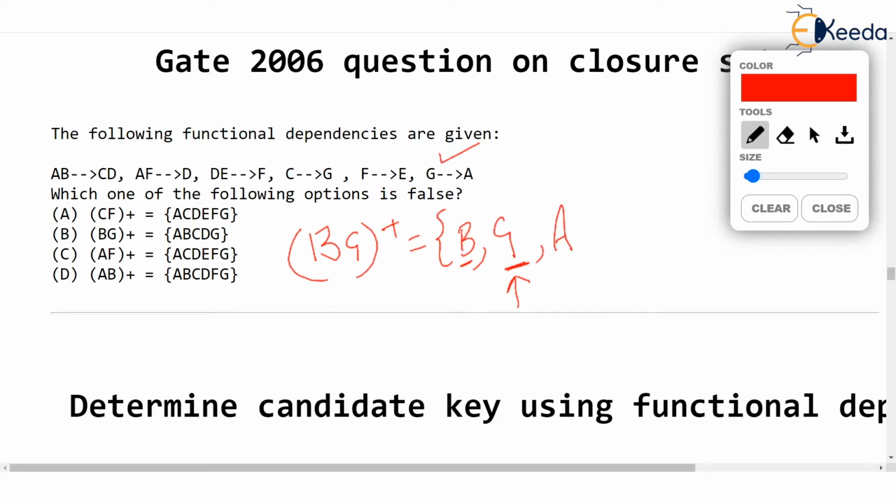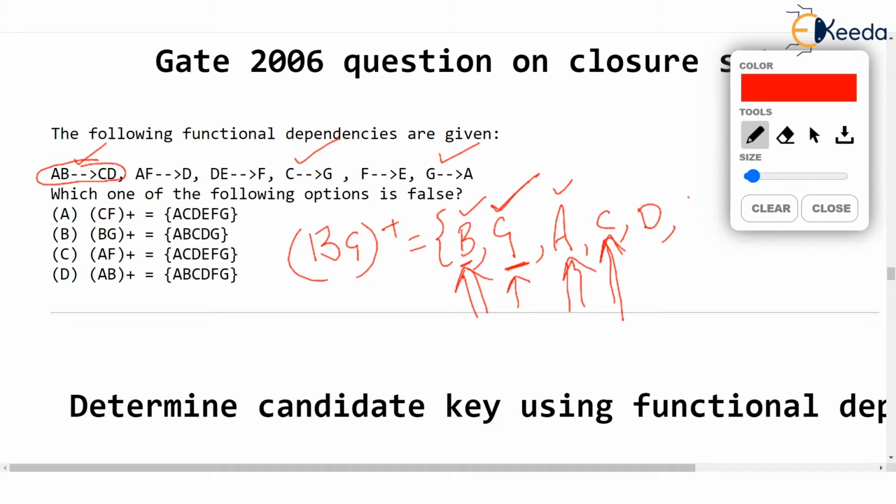Now you can watch that A and B both are there in the attribute set. I'm again pointing them. Then we can use this FD. AB brings in CD. Are you understanding? So A and B together, I am again ticking, will bring in C and D. I hope you are understanding. Now C has arrived in this closure. Then C can derive G. So G will come in, but G is already there. I am ticking it.